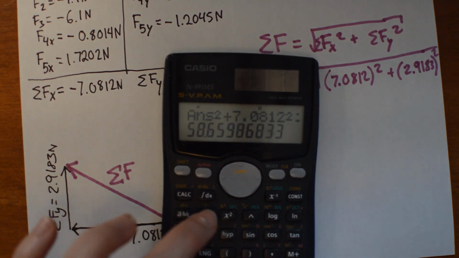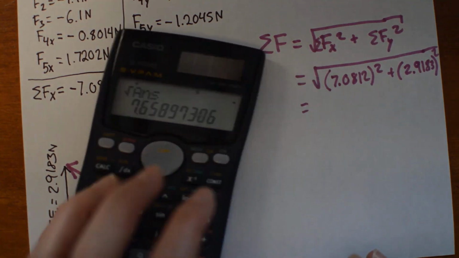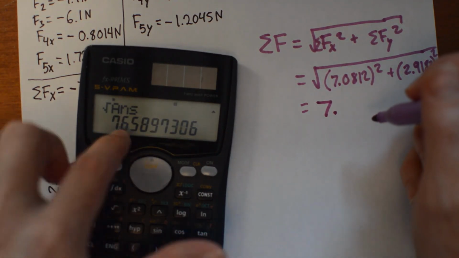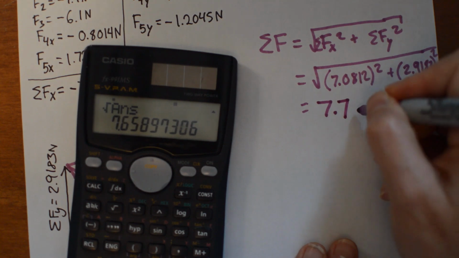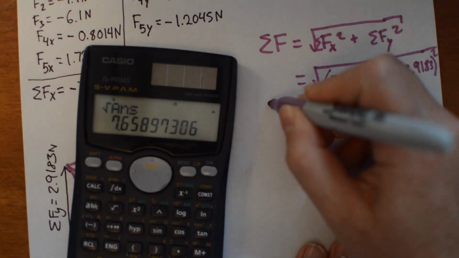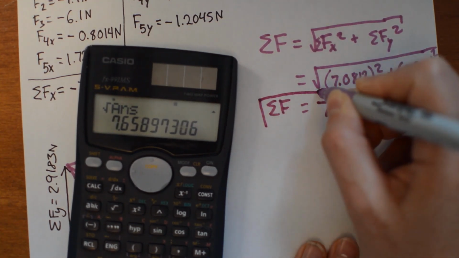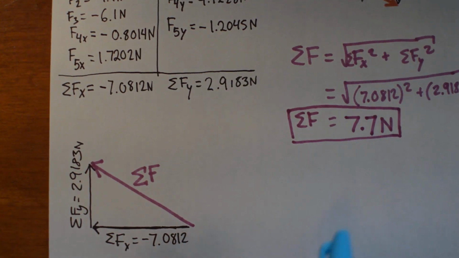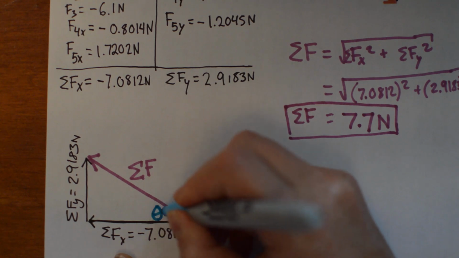Square that. Square root the whole thing. And I get 7 and I can round off with significant figures. It looks like I've got two sig figs everywhere, so it'll be just 7.7 newtons, and that is the magnitude of my net force. I'm not done, right? Every vector needs a direction. Can't just say it's off at some angle.